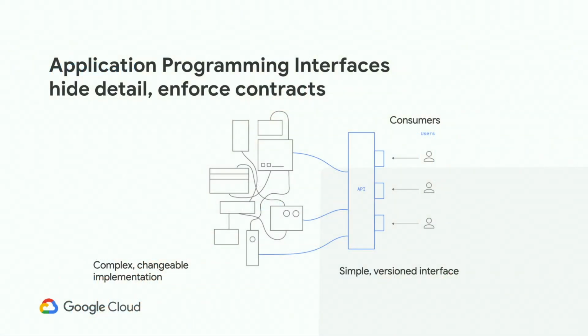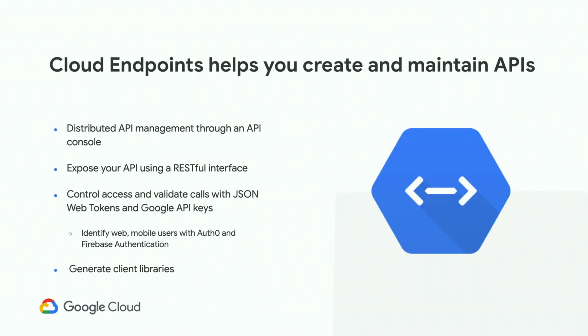So if you do have those kinds of things, really complex, that you want to hide, yeah, this is the one. Application programming interface. Hide the details, enforce the contracts. So this is the way that you can support your consumers, which is Cloud Endpoints. And this one helps you to create and maintain the APIs. And we give you the RESTful API interface. And we help you take care of the Google API keys and also generate those client libraries.